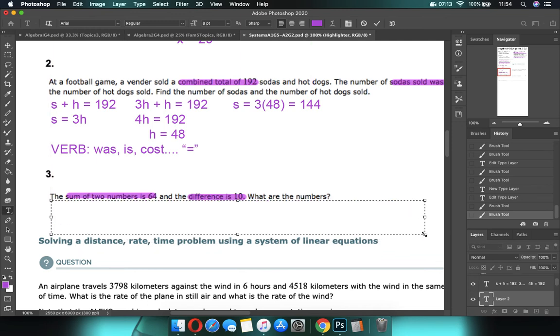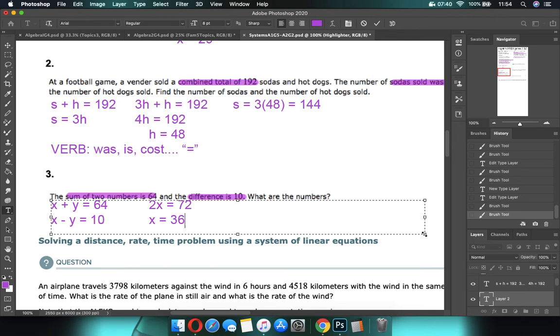So sum, so x plus y equals 64, and then x minus y equals 10. Add them up. Let's see here. So y and y cancels. You're left with 2x equals what is 10 plus 64? That's going to be 74. Divide by 2. X equals 36.